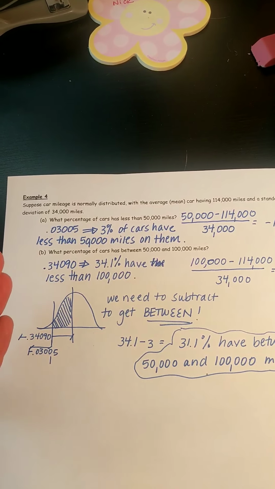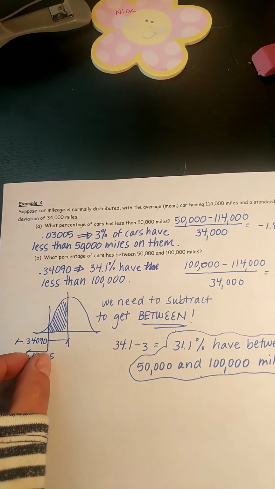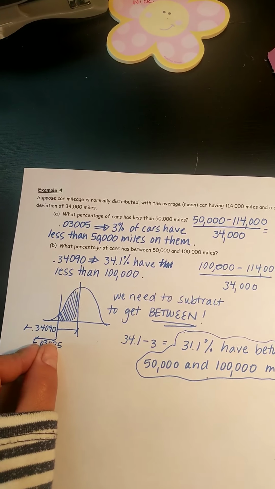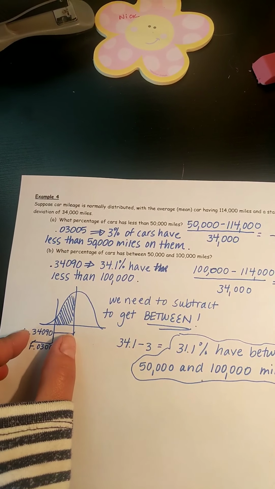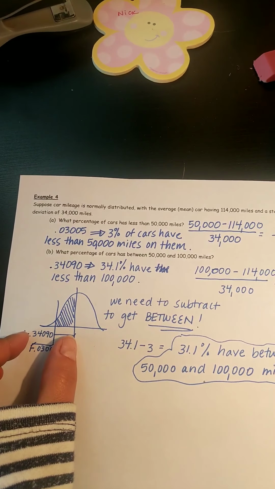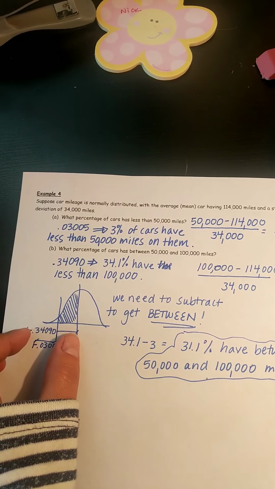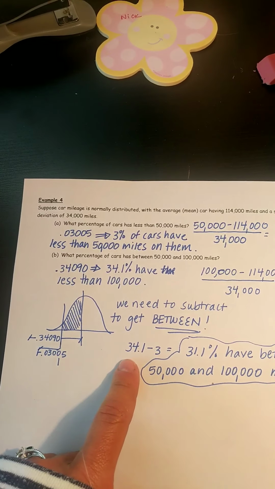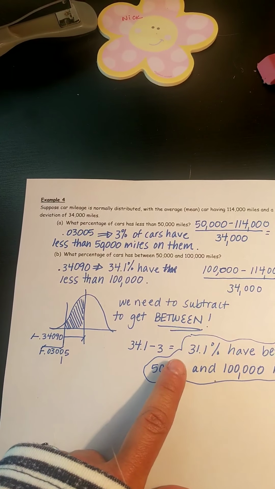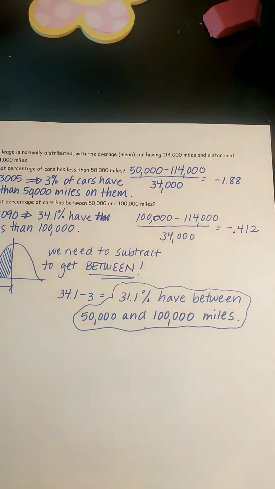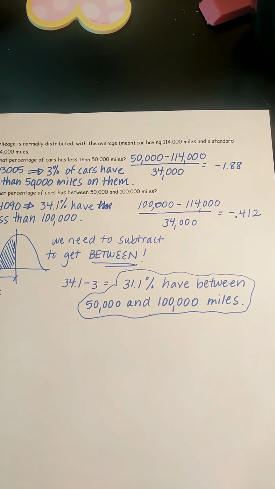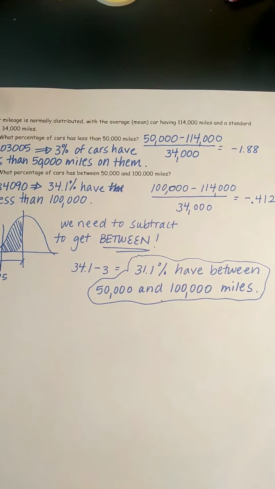Now, remember we need to subtract to get between, because this would be the percent that's less than 50,000. This would be the percent that's less than 100,000. So if we want between those two, we simply subtract. So we do that 34.1% minus the 3% we found in part A, and we find out that 31.1% have between 50,000 and 100,000 miles on them.